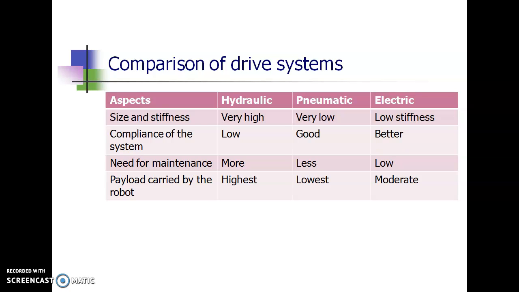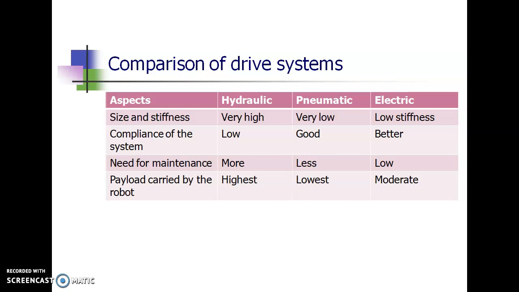And maintenance: the hydraulic system requires more maintenance, pneumatic systems require less maintenance, and electrical systems need very low maintenance. And payload carried by the robot: obviously the force that can be provided by hydraulic systems is more, so it has the highest payload carrying capacity. Pneumatics have the lowest payload carrying capacity, and the electrical lies in between, having a moderate payload carrying capacity.